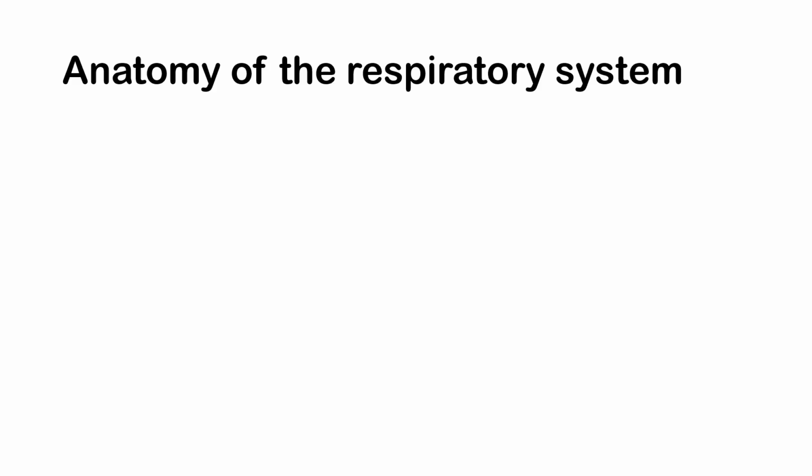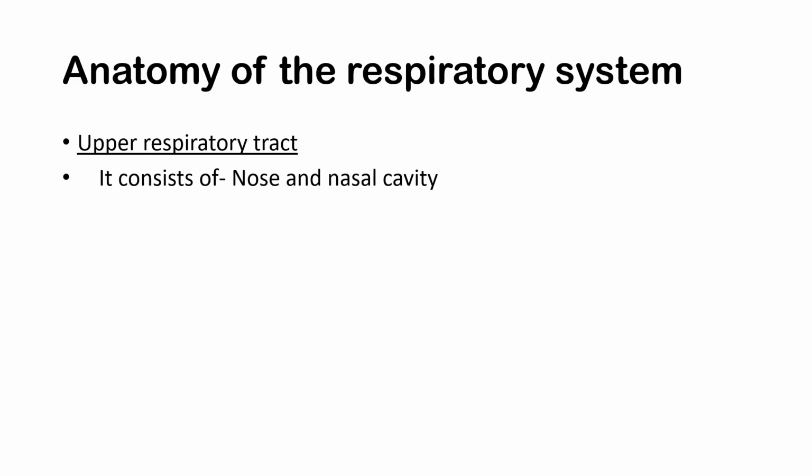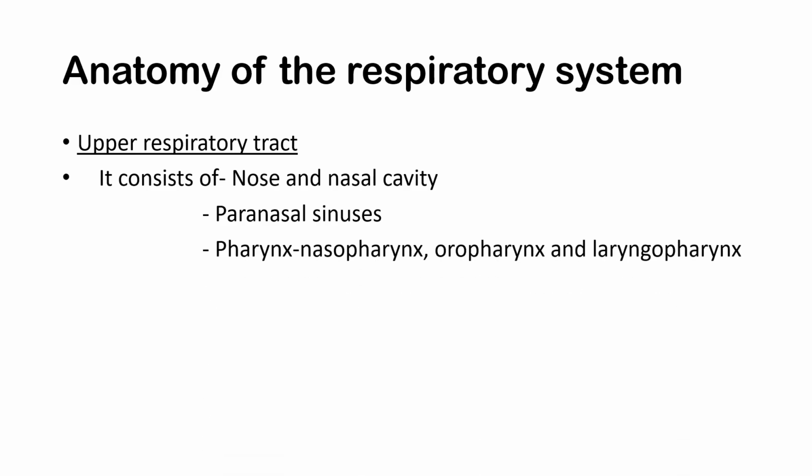So we're going to start with the anatomy of the respiratory system, and here we have the upper respiratory tract, and this consists of the nose and nasal cavity. You also have the paranasal sinuses, which are air-filled spaces that lighten the skull and help in voice resonance. We also have the pharynx, which is subdivided into three parts, that is the nasopharynx, the oropharynx, and the laryngopharynx. We also have the larynx, which is also known as the voice box.